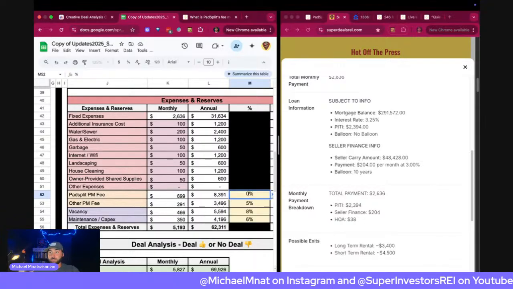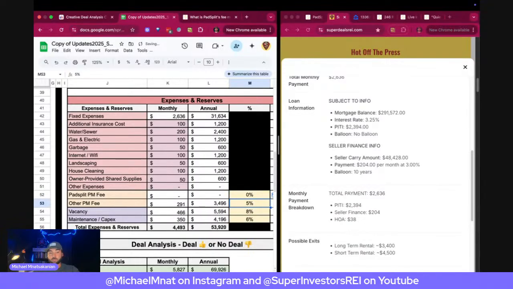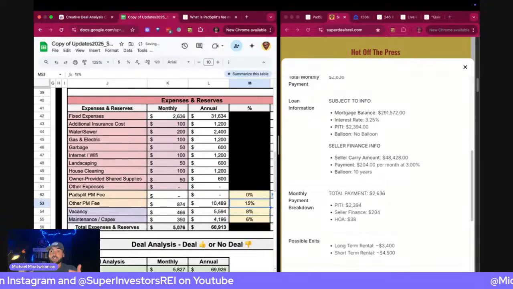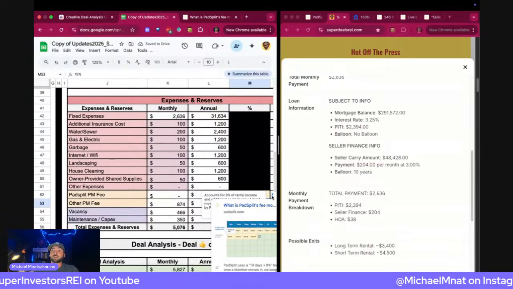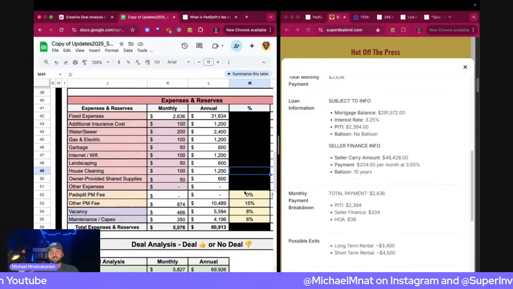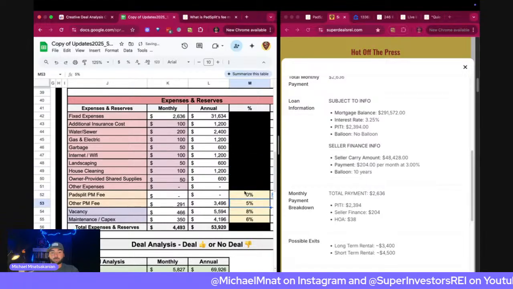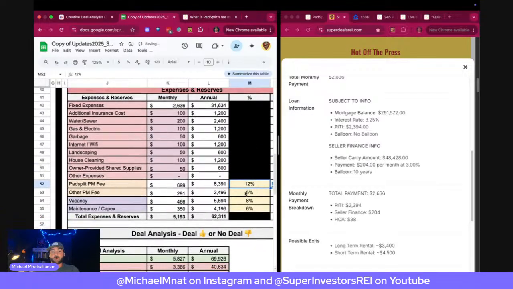Or if you don't use PadSplit and you set that to 0, you can probably find someone for between 15 to 25%, depending on your market and your connections. PadSplit also has resources for you, but they tend to be those that work with the PadSplit platform. We're going to stick with a 12 and 5, which is the common one that we go with.